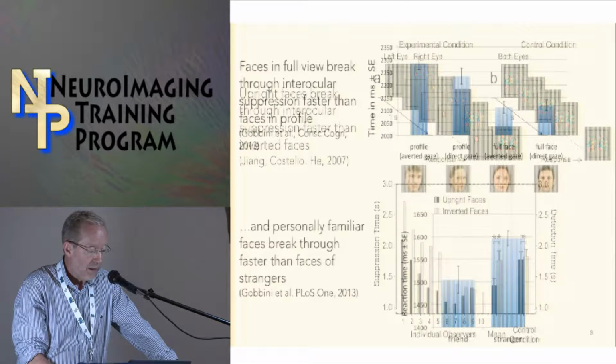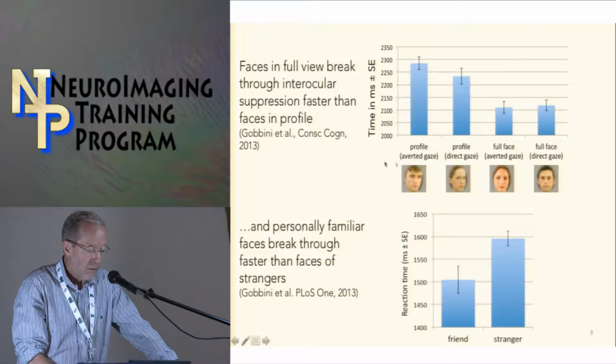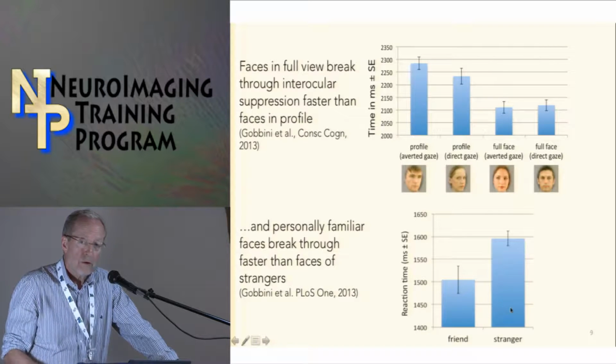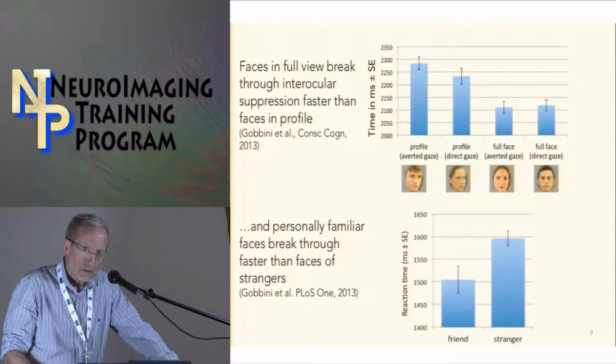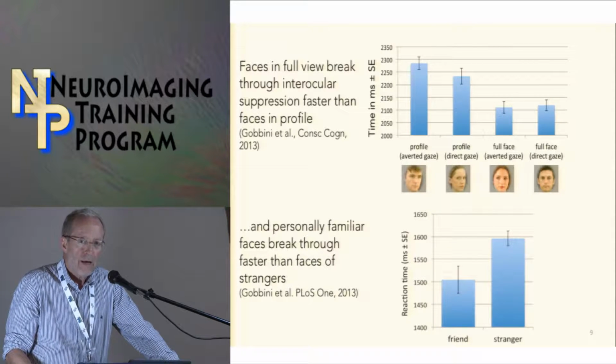Now, building on that, Gobini looked at whether faces that are looking at you break through faster than faces looking away from you, or whether faces of friends break through faster than faces of strangers. In both cases, she found that was true. So again, there's all this processing of faces that's super fast, much faster than for other objects, doesn't seem to be affected by attention, and even occurs without subjective awareness.